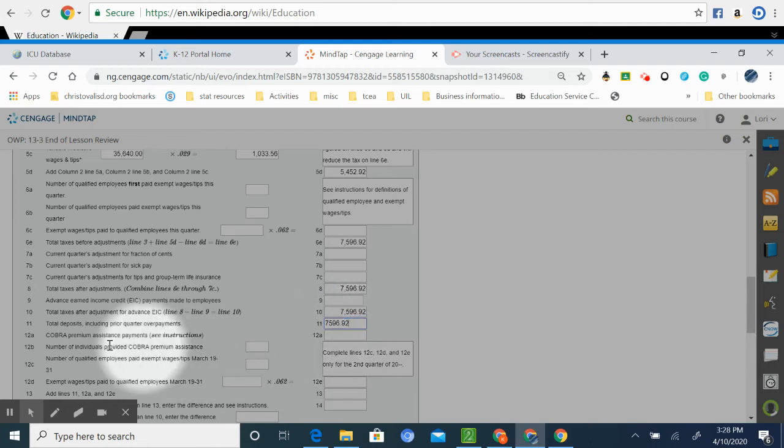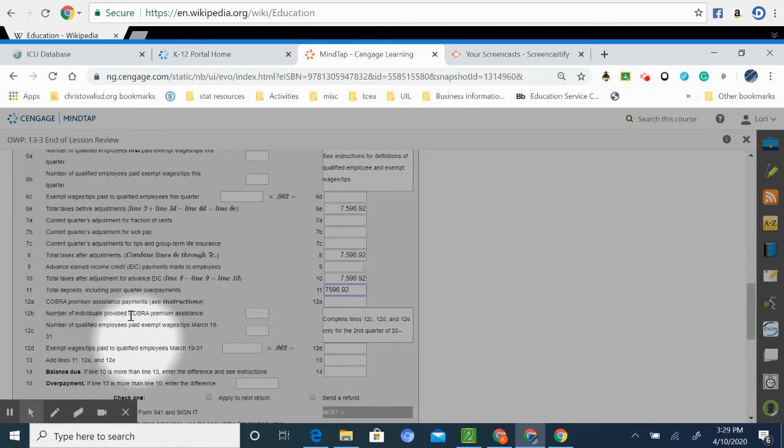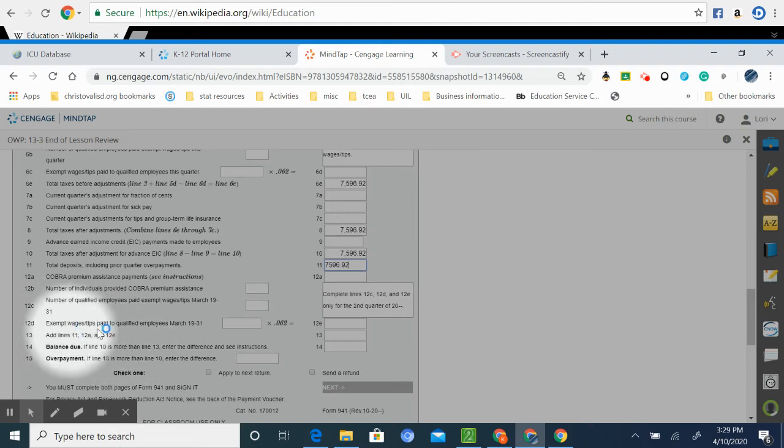The next one is about COBRA, which is the unemployment. Like if you have someone that loses a job, you can do COBRA, which will extend your insurance for longer. And so that's the premium assistance payments. We do not have anybody that qualifies for that, because we are not told about it, so that's a 0. And since we don't have anybody that's COBRA, then we don't have to worry about all the rest of the 12s. And we have exempt for qualified employees, and we don't have any of that.